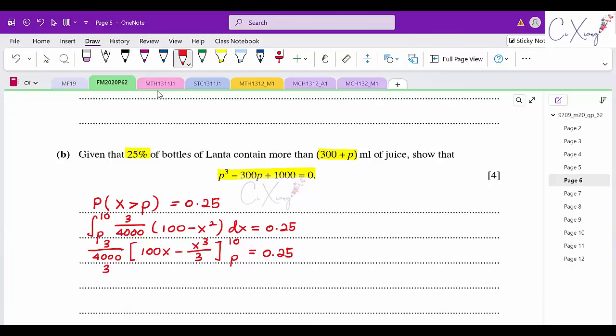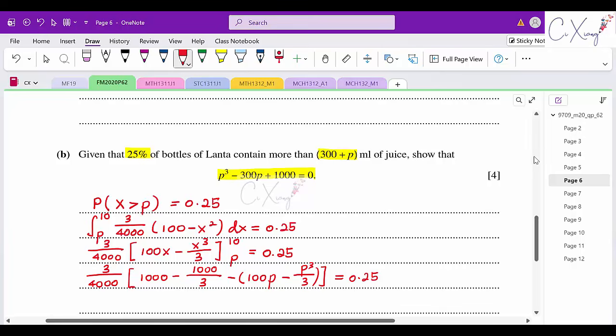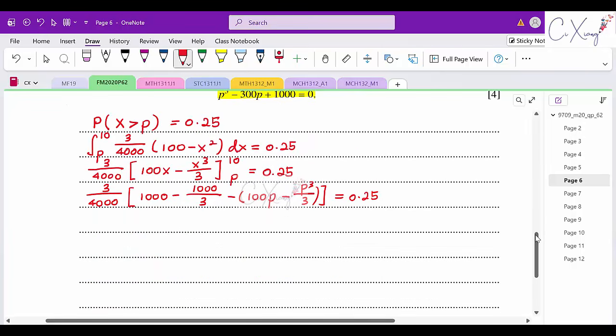Then next step, what should we do? Substitute in the values, right? So 100 times 10, you have 1,000. Then 1,000 over 3 minus 100p minus p power 3 over 3. After that, from now onwards, you can move and simplify all the fractions slowly. For the next step, I bring this fraction to the other side. When I bring it to the other side, I'll have 1,000 over 3.